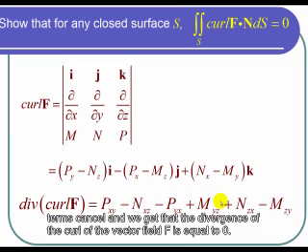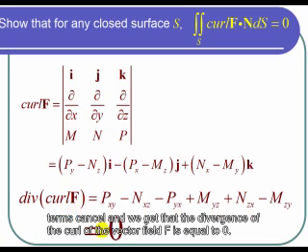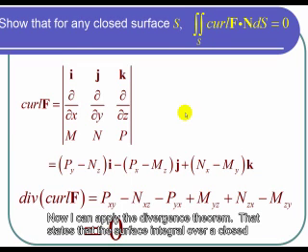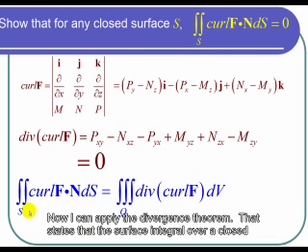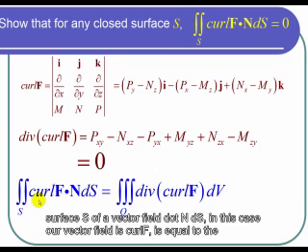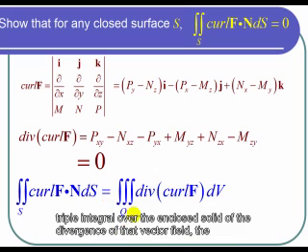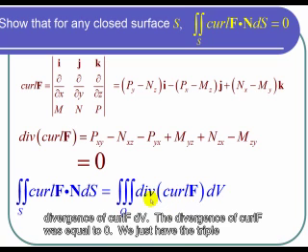So all of these terms cancel, and we get that the divergence of the curl of the vector field f is equal to 0. So now I can apply the divergence theorem, and that states that the surface integral over a closed surface S of a vector field dot n ds, and in this case our vector field is the curl of f, is equal to the triple integral over the enclosed solid of the divergence of that vector field, so the divergence of the curl of f dv.